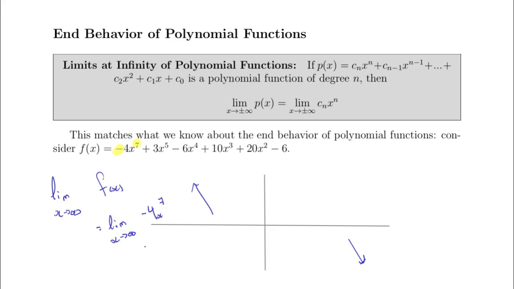We could do the same thing as x goes to negative infinity here. So for end behavior, this is an old result that we know, but now we can show is true about polynomials. The limit as x goes to infinity or negative infinity of any polynomial function is really the same thing as just considering the largest degree term.